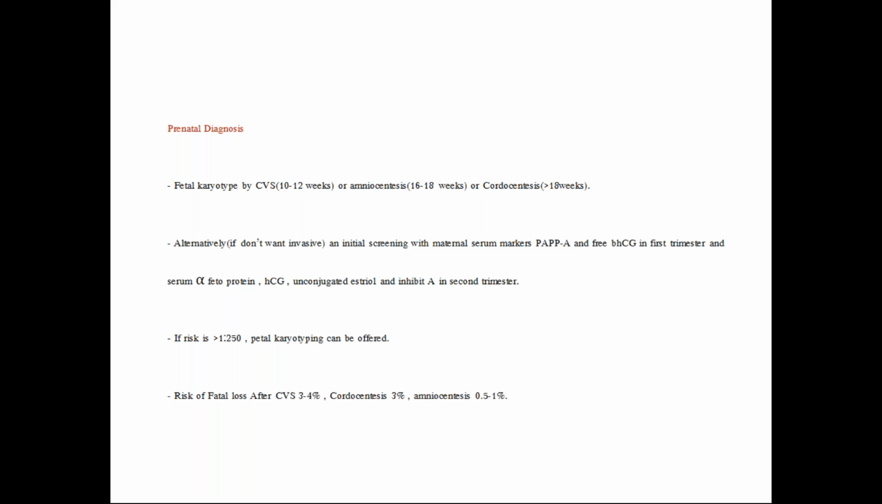If the risk is greater than 1:250, even fetal karyotyping can be offered. There is a risk of fetal loss after you do the procedures, which can be seen after CVS, quadricentesis, and amniocentesis. In CVS it is 4%, quadricentesis 3%, and amniocentesis 1%.